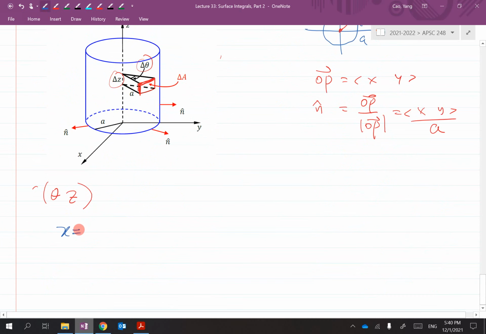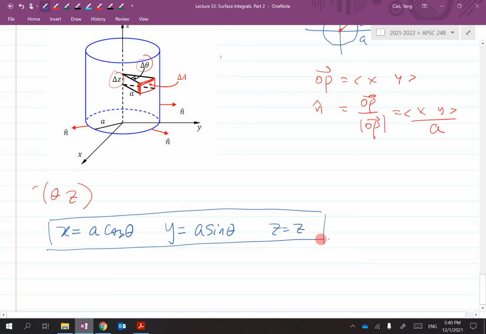If you recall the formula for cylindrical coordinates, x equals a times cosine theta, instead of r you have a here, and y equals a times sine theta, and z is still z. That's a connection between your Cartesian and the current cylindrical surface. So you need to replace all the x, y, z with these three expressions.